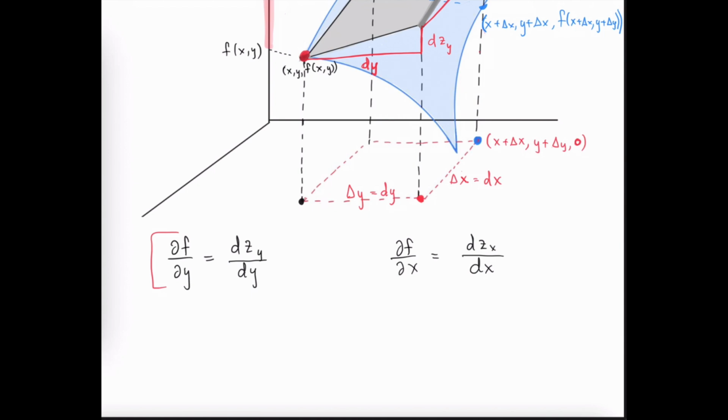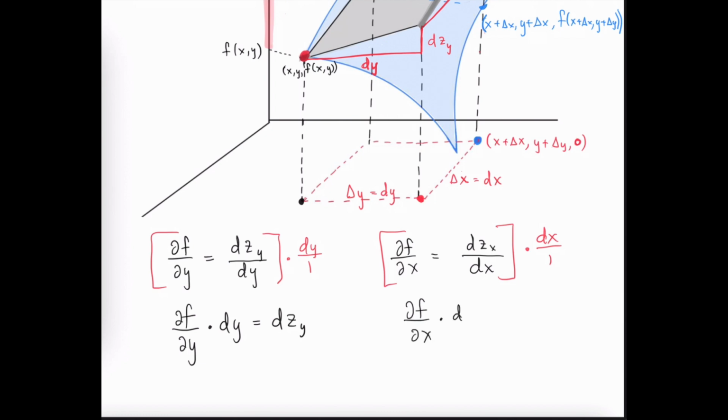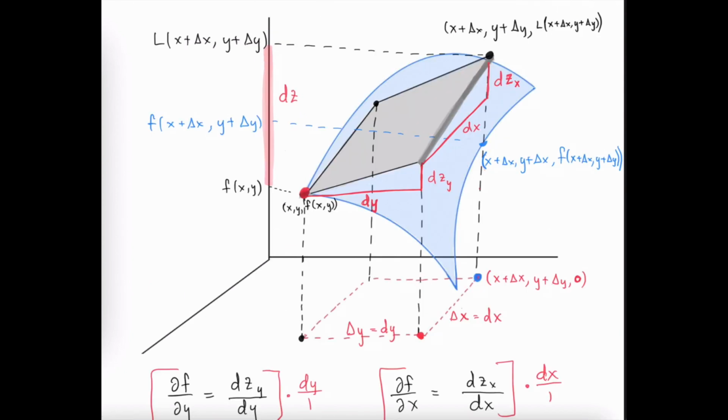So let's multiply both sides of this equation by dy and multiply both sides of this equation by dx to get partial with respect to y times dy is that change in z due to the change in y, and over here we'll have partial with respect to x times dx is that small change in z due to the small change in x. Now to get the total differential, what we see is that we can add together this small change in z due to a change in y and the small change in z due to a change in x. These two quantities together is going to give me that total differential.